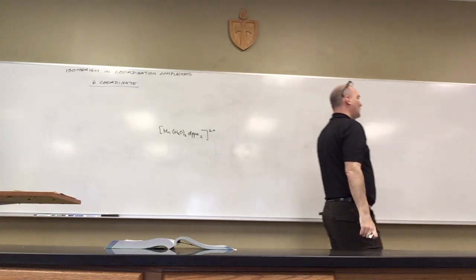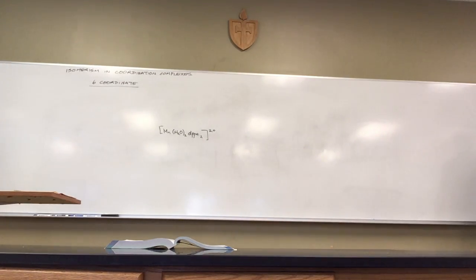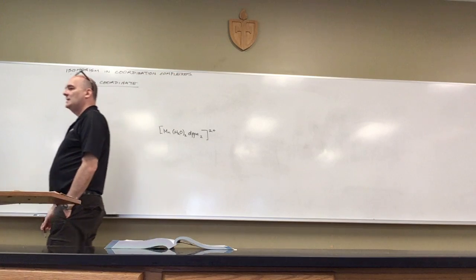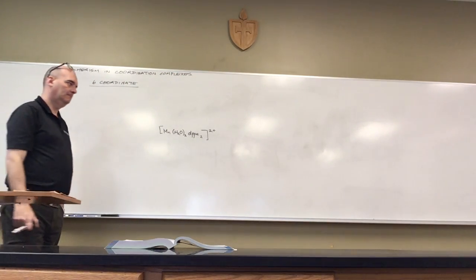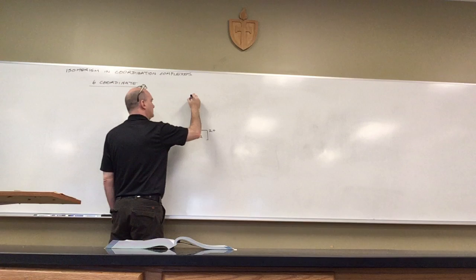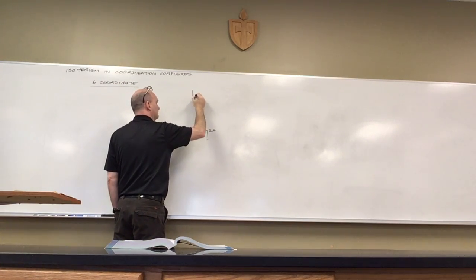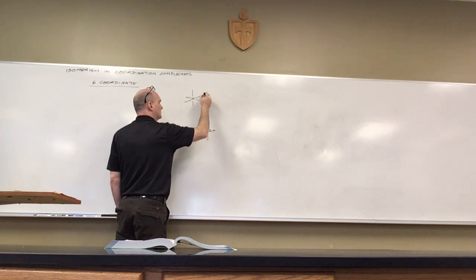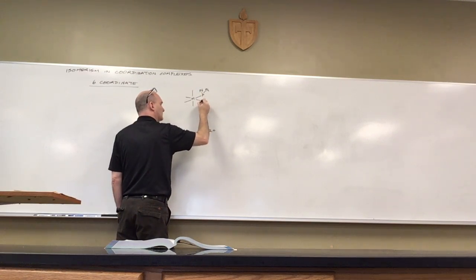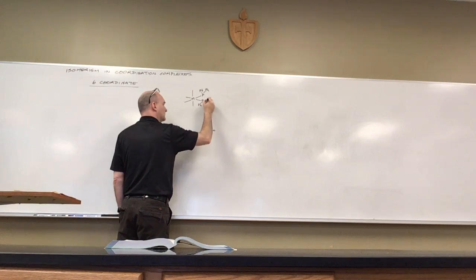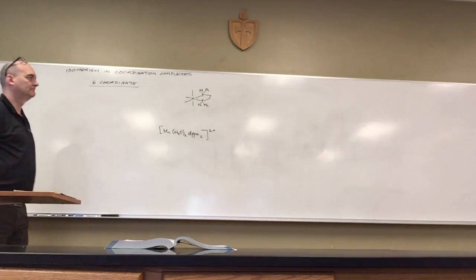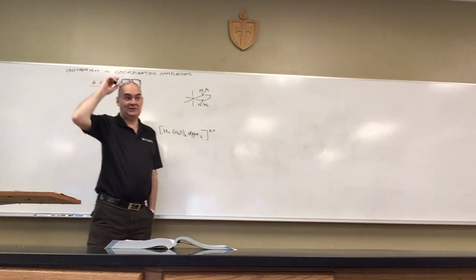DPPE is diphenylphosphinoethane. It is a bidentate ligand with an ethane bridge and two phosphoruses. It looks like this. Those phenyls are C6H5 rings.